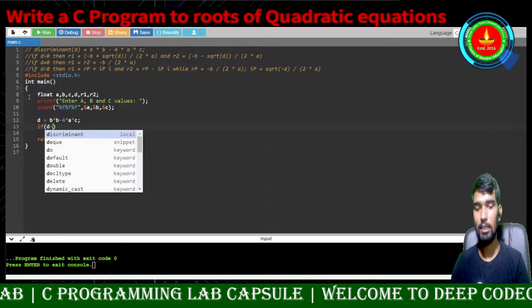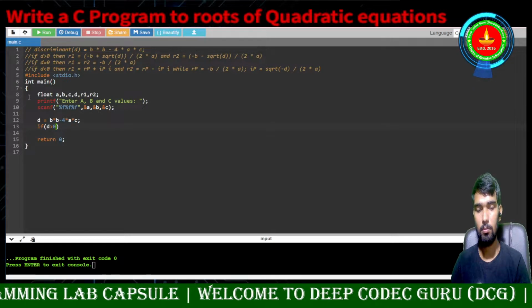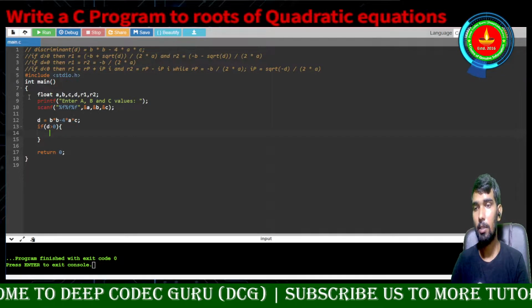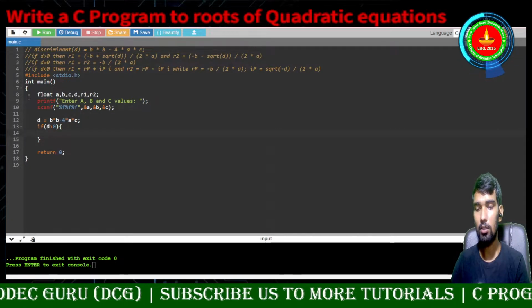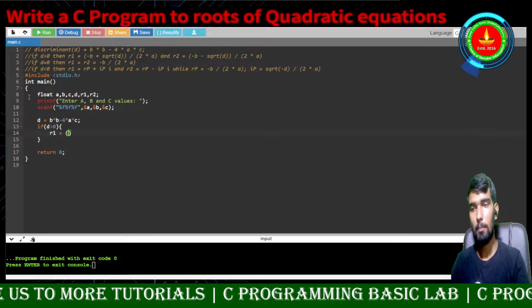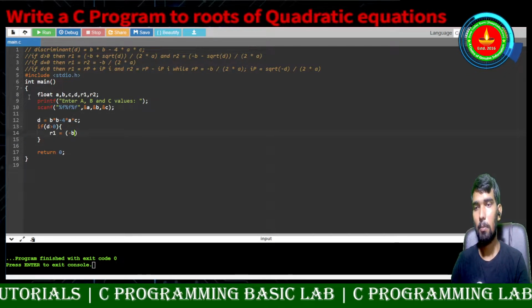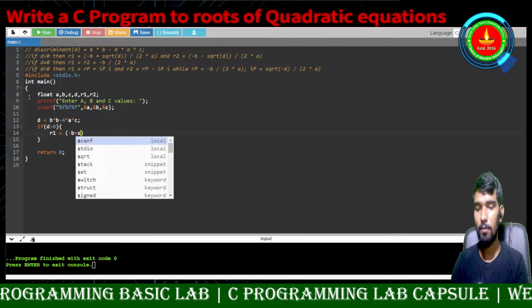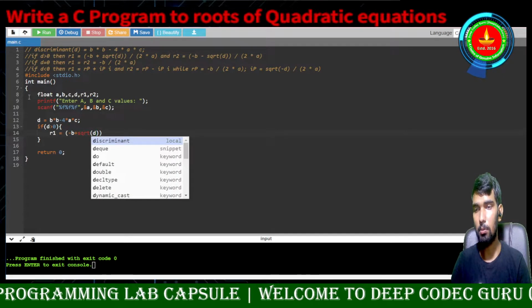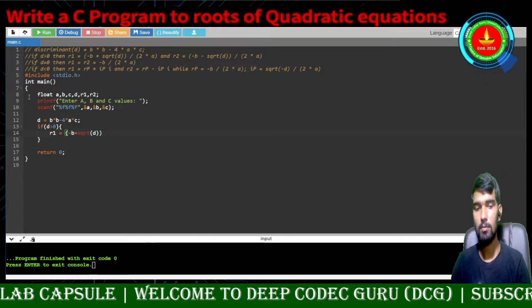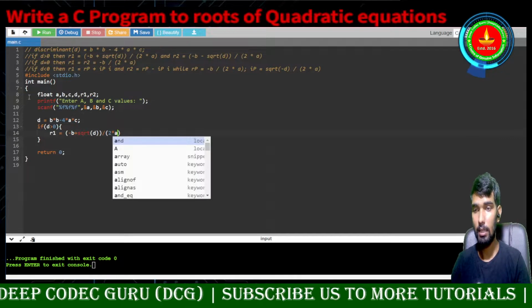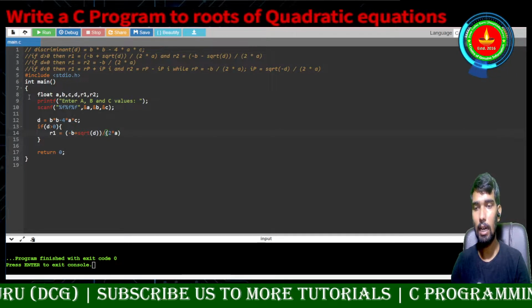So if the determinant is greater than 0, then what do we have to do? There are multiple lines, so we are just putting them within braces. We have to calculate root 1. So what will the root 1 value be? Root 1 will be minus b plus the square root of d, the determinant, and the whole divided by 2a, so 2 into a. That is how we are calculating the r1 value.